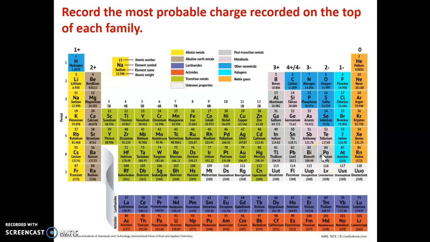One thing to note, y'all, is that anything that's a metal can only have a positive charge. Metals just give away electrons. They never gain electrons. They just don't. So even if they're in a family that says, oh, they have a 3- charge, that's really only referring to the nonmetals, because by the time you're talking about bismuth or lead or tin, those guys act like metals, so they only ever have a positive charge. So just something to keep in mind. Yeah, anything that's a full-on metal is gonna have only a positive charge.